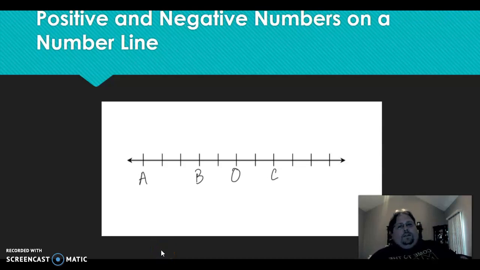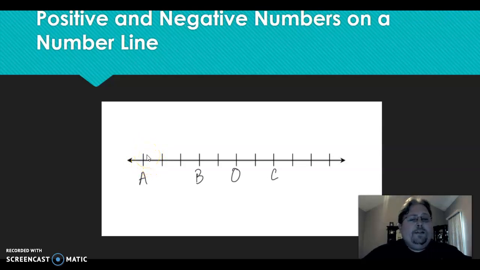Here we have a number line with letters on there instead of numbers. If you were to give a value to these letters, most people would probably count by 1. So 1, 2, so C would be positive 2. And you count to the left, negative 1, negative 2, B would be negative 2. And then you keep counting to the left, negative 3, negative 4, negative 5. So A would be negative 5.